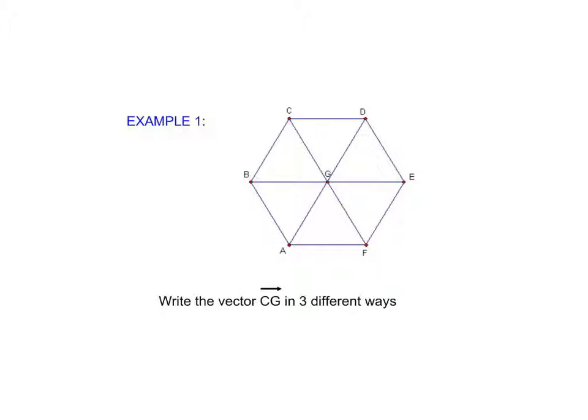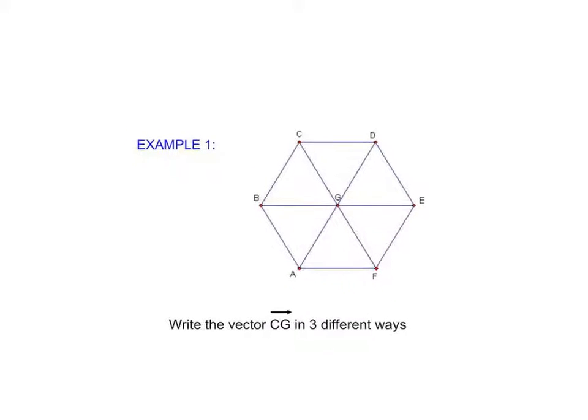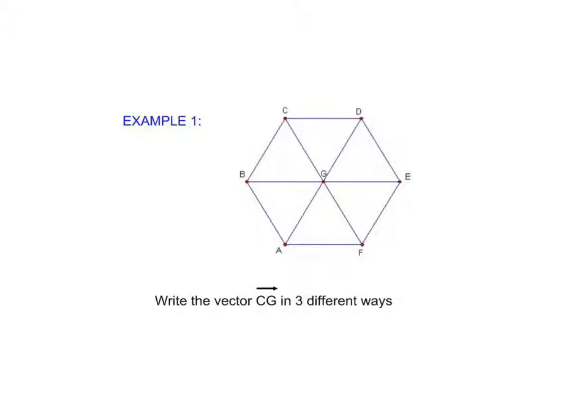Example 1 asks us to write the vector CG in 3 different ways. Let's start by having a look at vector CG. Vector CG tells us to start at point C and travel to point G. So we put the tip of our vector at point C and we put the arrow or the head of our vector at point G. So this vector has both a magnitude or length as well as a direction.